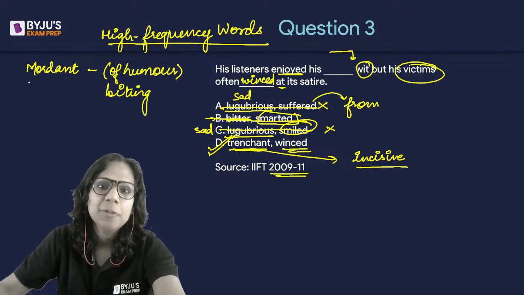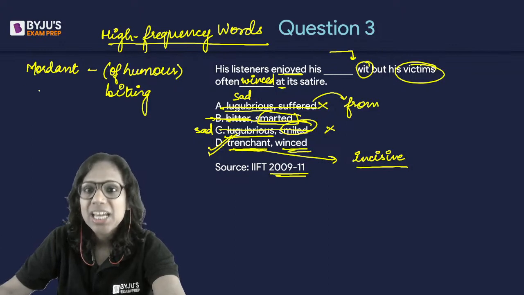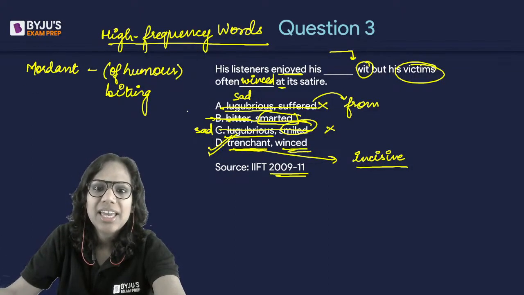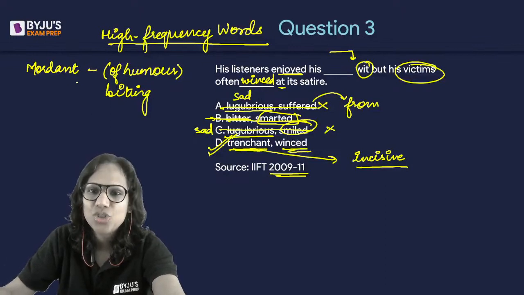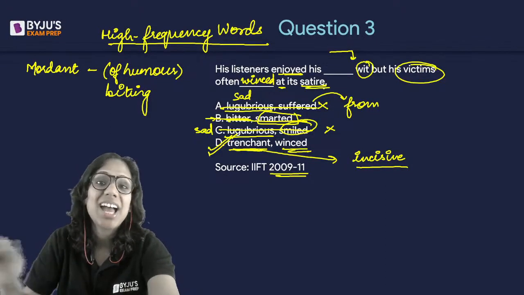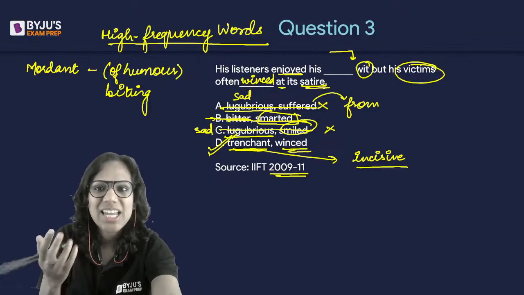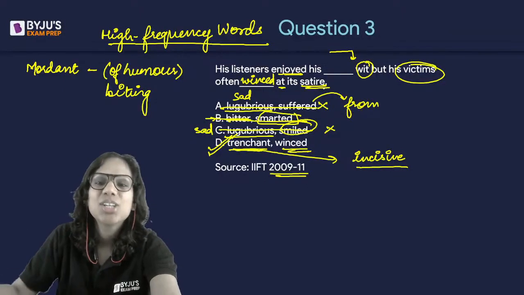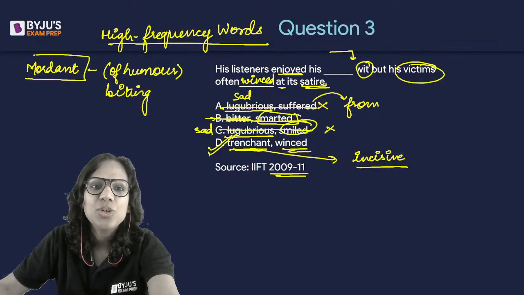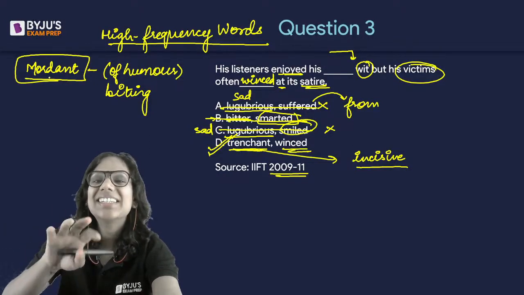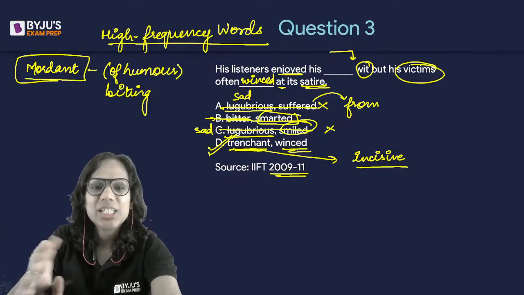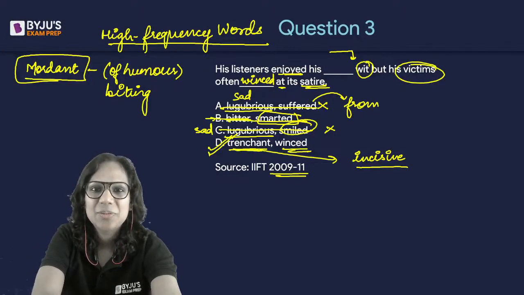That is mordant. To be honest, I felt that the examiner could have used the word mordant here instead of trenchant, because we are talking about satire, which involves humor. Satire means you're mocking something, right? So it involves humor. So the word mordant would have been an even better fit here, considering that we were talking about satire. That's why this word came to my mind.